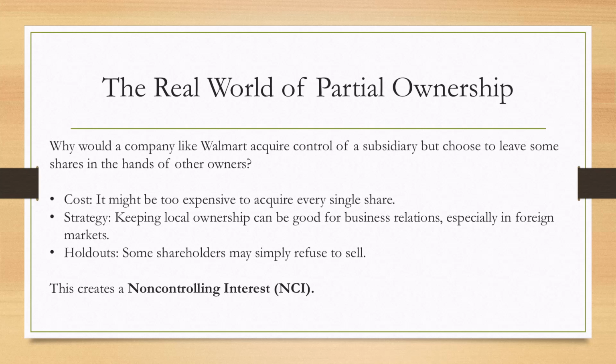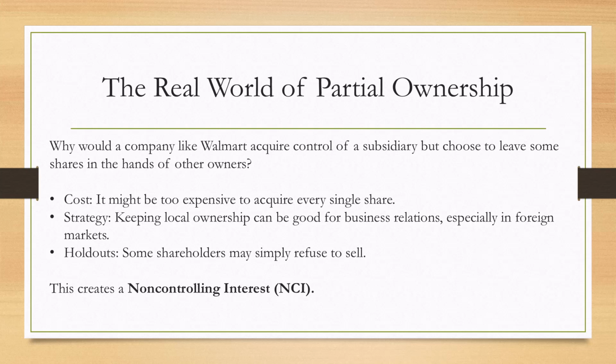We often think of acquisitions as all or nothing deals. But in the real world, many of the largest companies, like Walmart, control their subsidiaries without owning every single share. So why would a company do this? There are several strategic reasons. Sometimes it's simply too expensive to buy every last share. In other cases, especially in foreign markets, keeping some local ownership can be great for business relationships. And sometimes, a few shareholders simply refuse to sell.